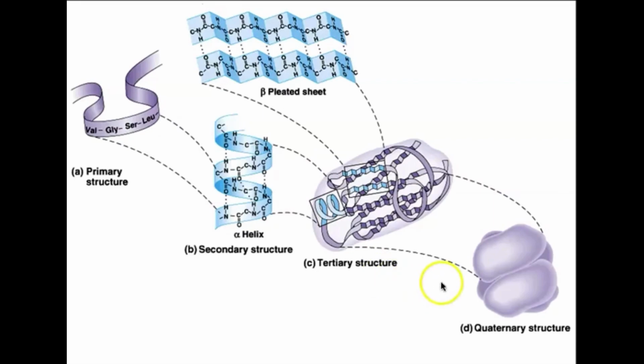And then finally, we'll talk about another level of organization in proteins called the quaternary structure. This fourth level is when you have more than one protein held together. And we'll talk about that as well.